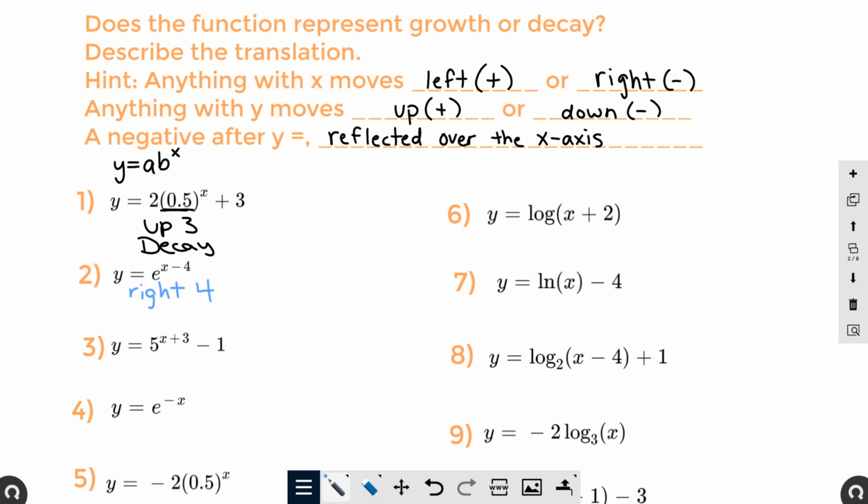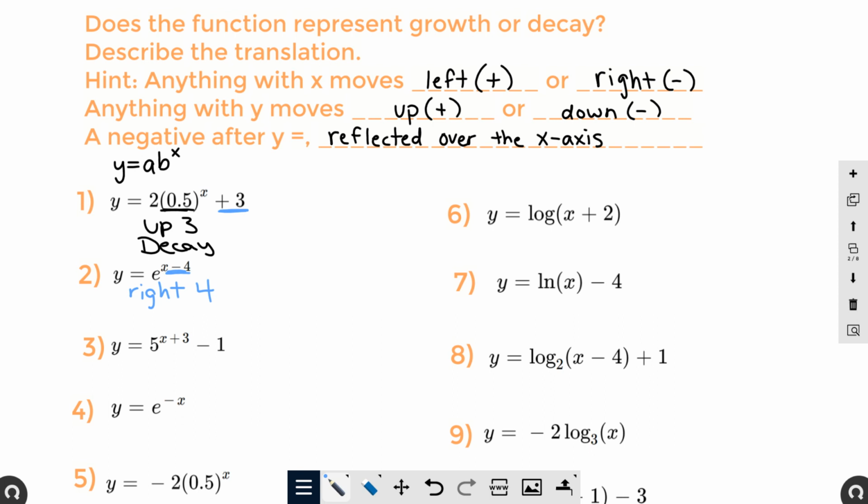Is there anything added or subtracted at the end? No. So really what we're looking for is if there's stuff in the exponent, that's going to make it move in the x direction, left or right. If there's anything added at the end, that's going to make it move up or down. Okay? Now, is this a growth or a decay?